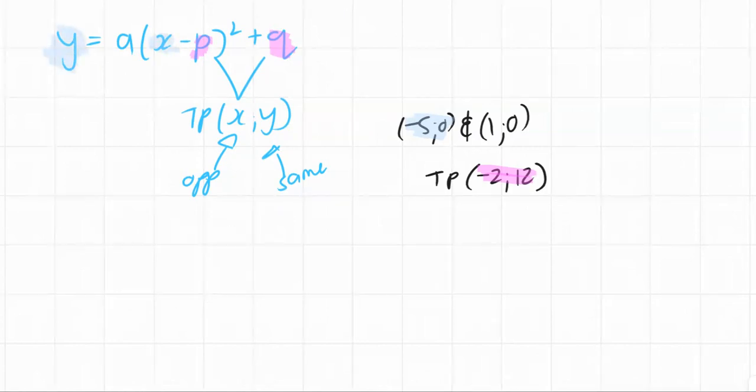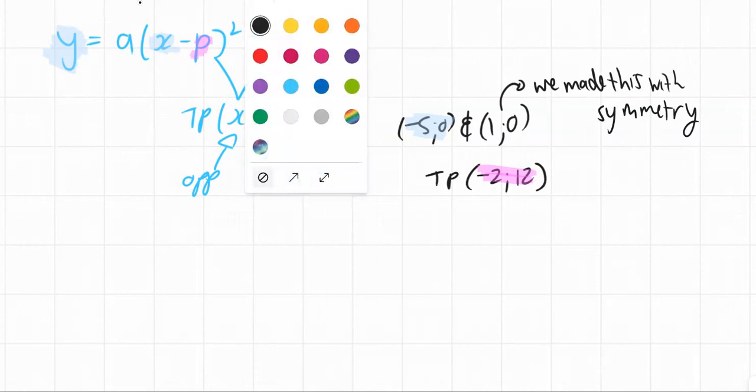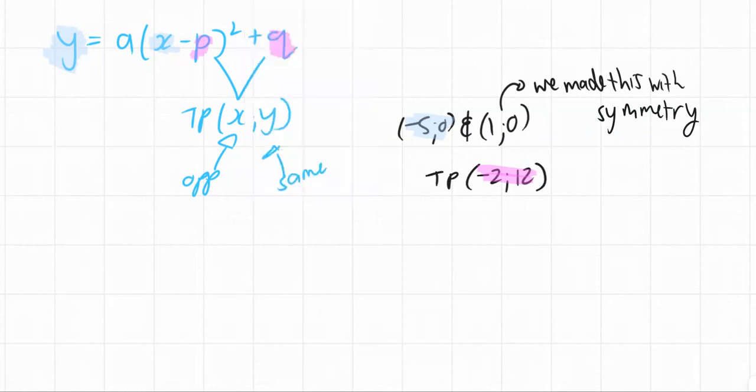That's it. So we don't need to use our own, we made this with symmetry. This method only needs these 2 points, which is quite useful. Let's start subbing stuff in. We start with the y of the x-intercept, which is 0. And then obviously our a is the unknown that we need to solve for.